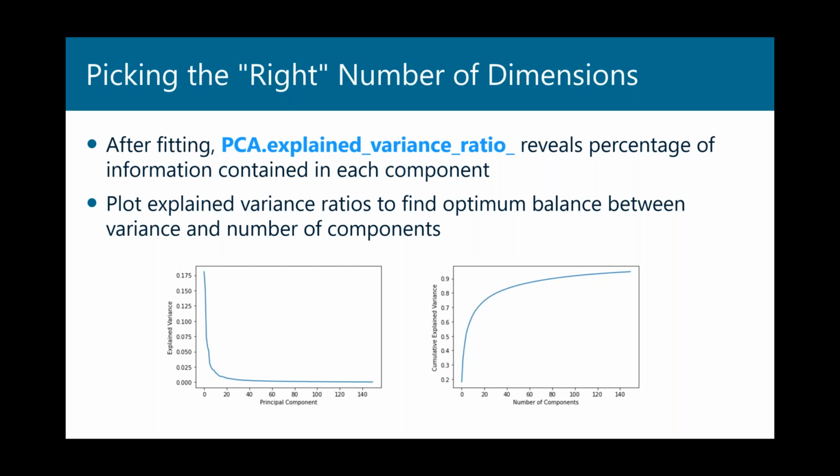In fact, looking at this plot on the left, which we call a scree plot, I reduced it to 150 dimensions. I probably could have reduced it to 40 or 50 with almost no significant difference. Another way to look at the same data is to plot a running total or running sum of the values in that explained variance ratio array. That's what you see in the chart on the right.